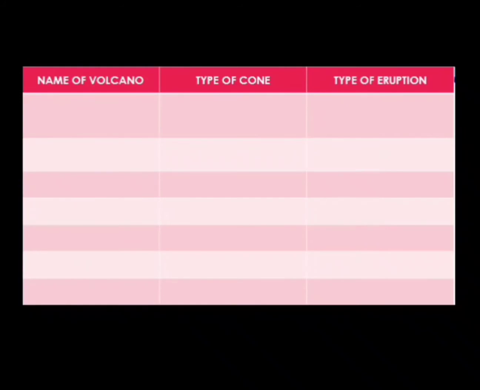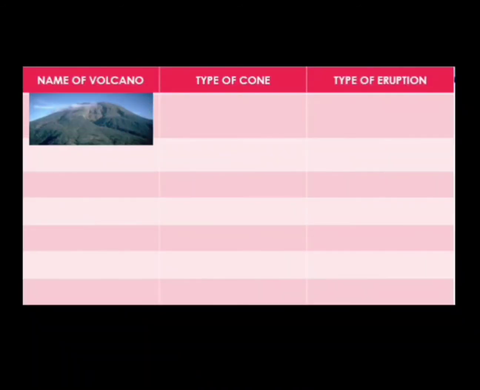Let's see if you understand the topic. Identify the type of cone and the type of eruption of the given volcano. Are you ready, learners? Let's start. The first picture shows Mount Bulusan in Sorsogon. It has 4 craters and 4 springs. It is considered as one of the most active volcanoes in Bicol region. Very good! It is a composite type of cone and phreatic type of eruption.